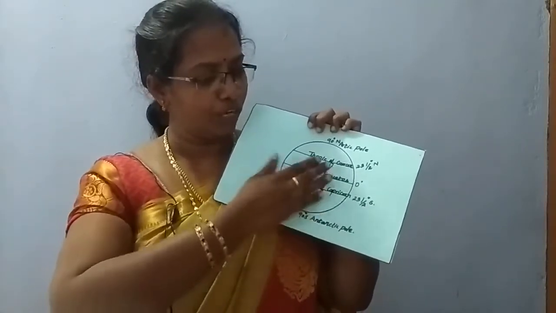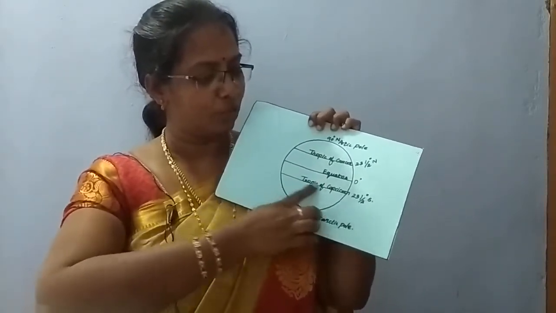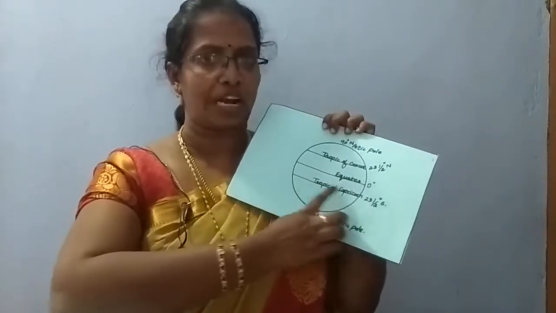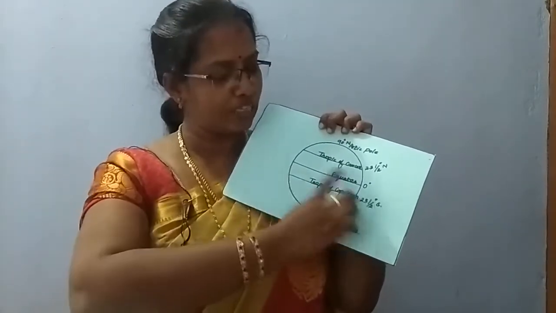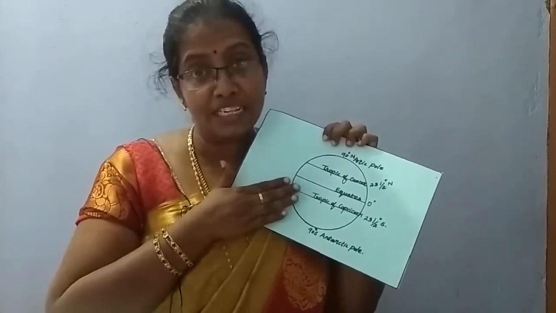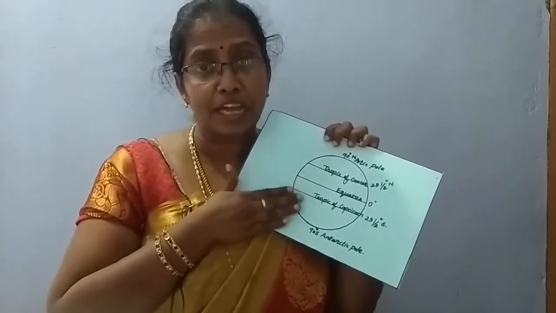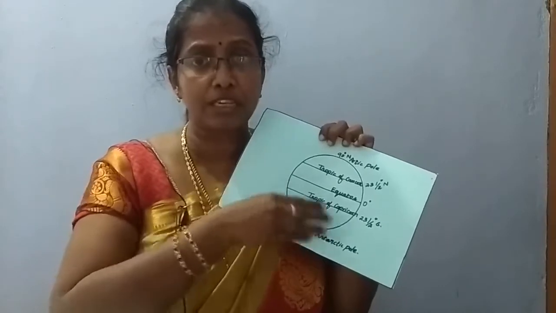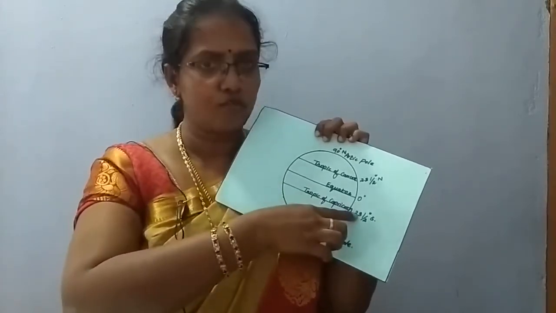So down in the southern part of the world, the Tropic of Capricorn line is passing. These lines are imaginary lines only. In order to find out the time, we are using these lines. This is the Tropic of Capricorn line.